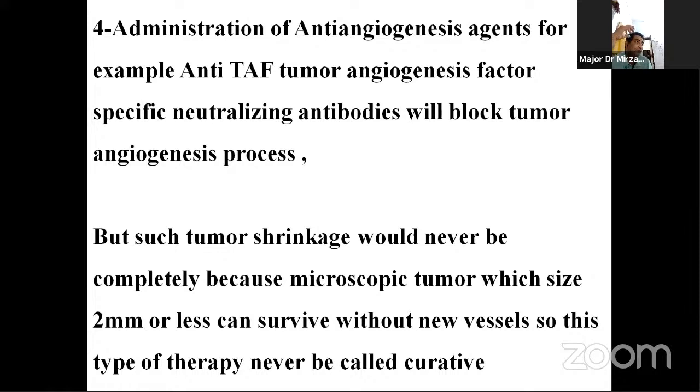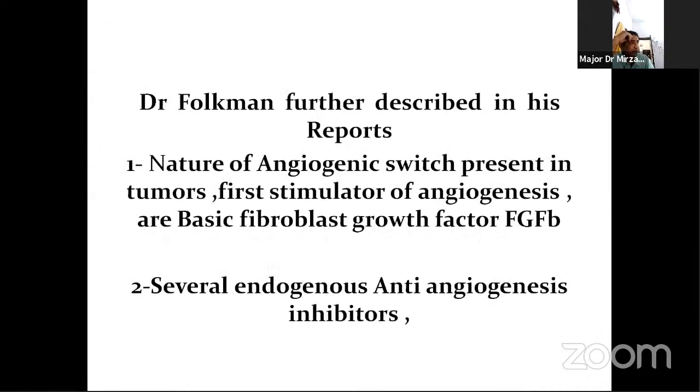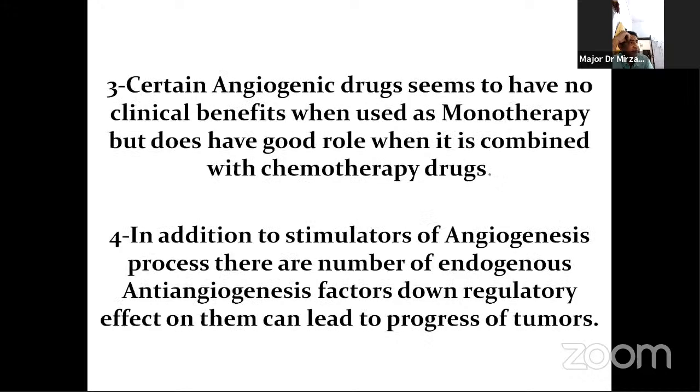Like if you are giving bevacizumab, it's not curative, but certainly it will bring down the tumor mass to such a level, less than 2 millimeters, where the immune system can take care of the tumor. Folkman further described in his report the nature of the angiogenic switch present in the tumor itself. First stimulators of angiogenesis are basic fibroblast growth factor and several endogenous anti-angiogenesis inhibitors also. Certain anti-angiogenic drugs seem to have no clinical benefit when used as monotherapy, but do have a good role when combined with chemotherapy drugs.